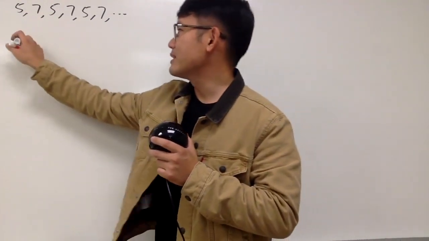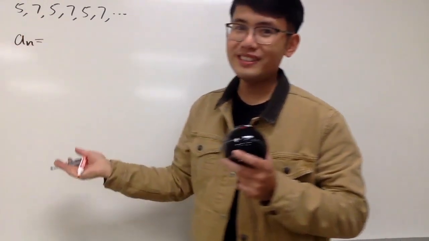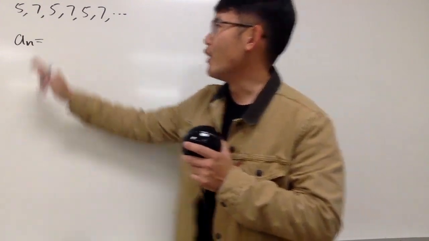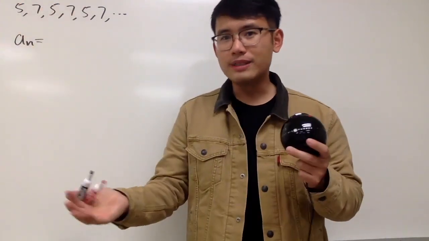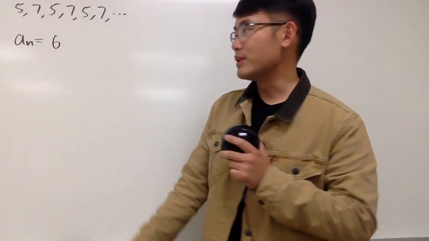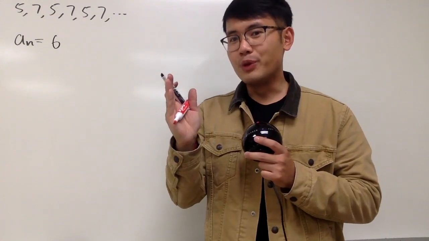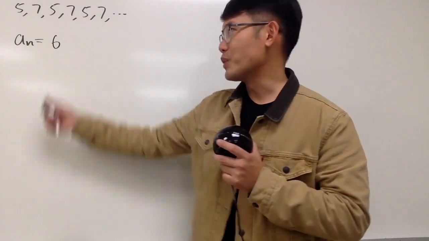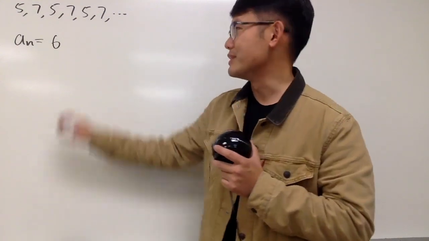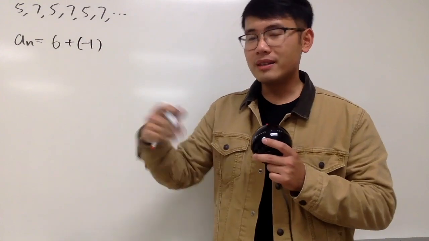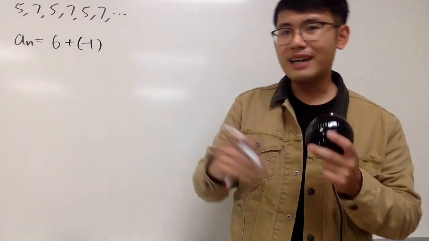All we have to do is, let me just write down a_n first, of course. We are going to find the middle of 5 and 7. Of course, that would be 6. When you subtract 1, you get 5. When you add 1, you get 7. That's how we find the middle. And all we have to do is just plus, remember, 1, -1, or -1, 1, and all that.